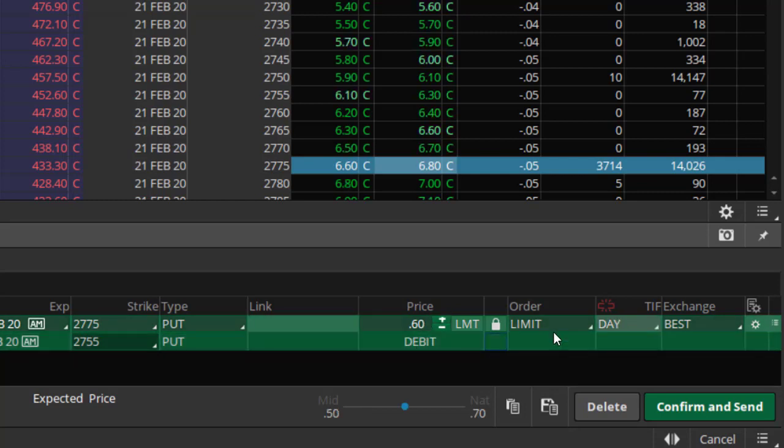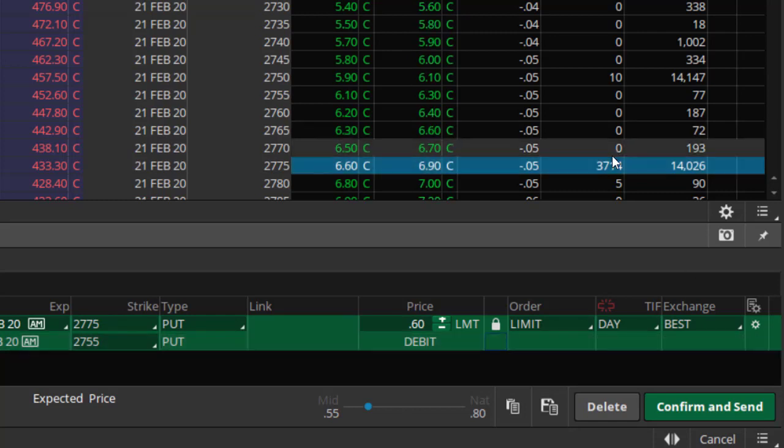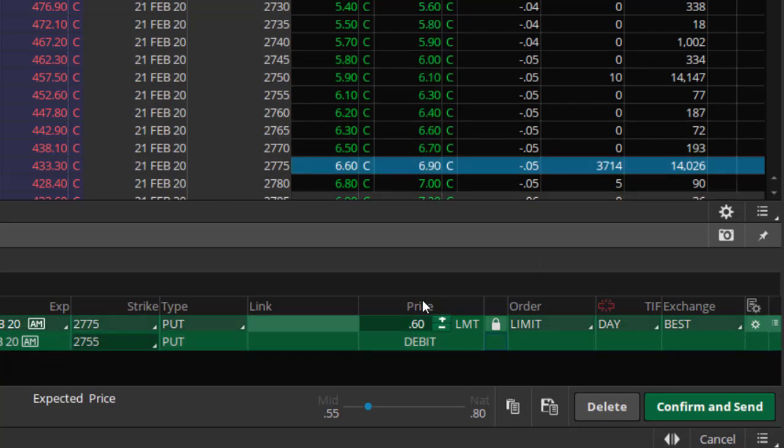The reality is you may need to bump it up to 65 to get filled because there's not a lot of volume down here. You also may need to just sit on it for a day or a few hours. These things do not get filled instantly, and that's okay. But we're going to go with the 60 cent example. So this is how much that hedge costs.